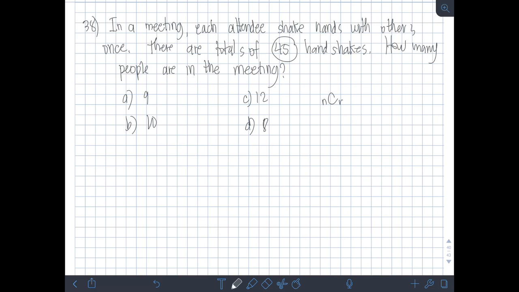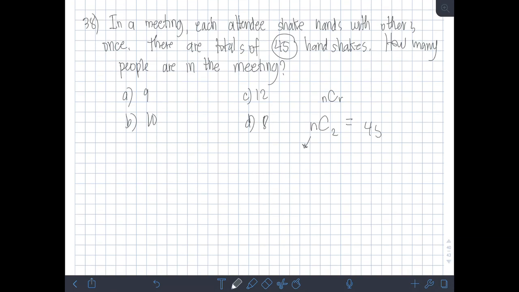Ang hinahanap natin dito ay yung n natin na kung ilan yung nag-handshake na tao. Na kung ilan yung pinanggalingan ng 45 na handshake. So, ilang tao yung nag-handshakes. So, automatic yung r natin dito ay 2. Kasi we take 2 persons para mag-handshake. So, nC2 yan. Unknown natin yung n. Tapos, naka-equate to sa total number of combination, which is 45. So, paano natin masosolve ngayon si n?